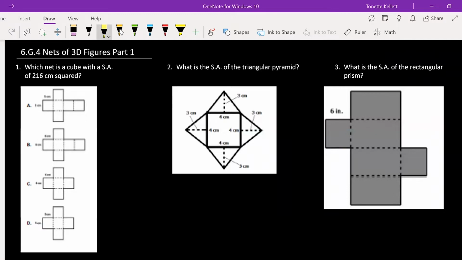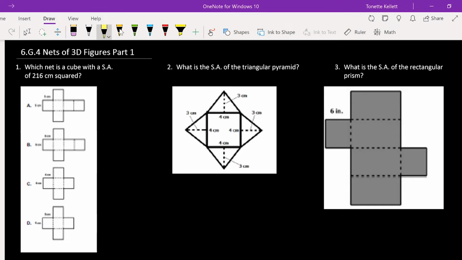This is 6G4, nets of 3D figures. A net is the unfolded shape of a three-dimensional solid figure. Surface area is the area of each of the outside faces of an object added together.